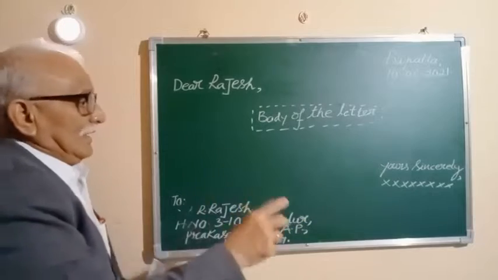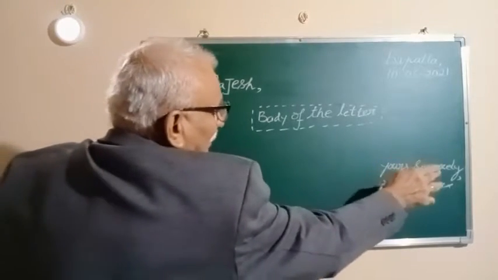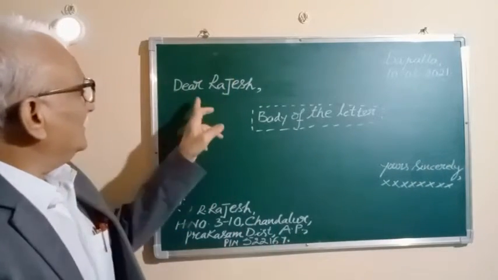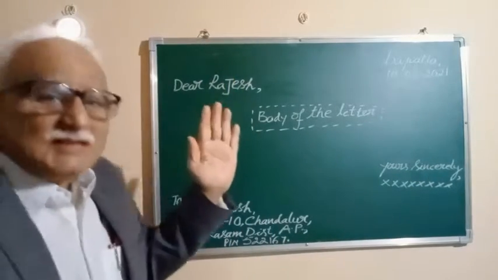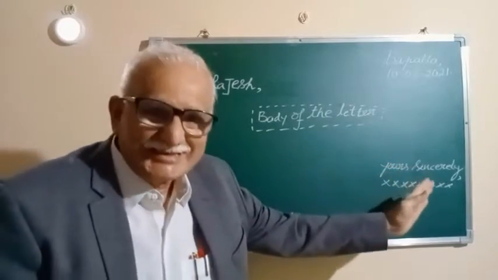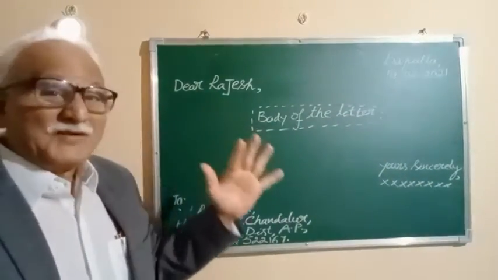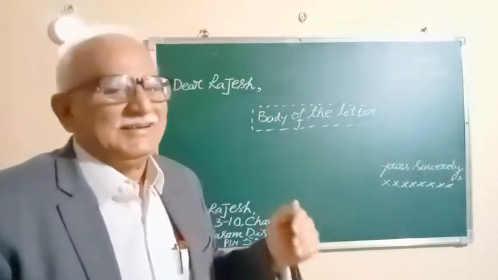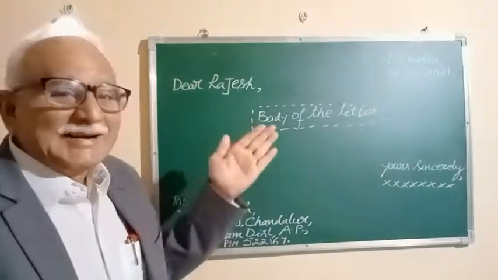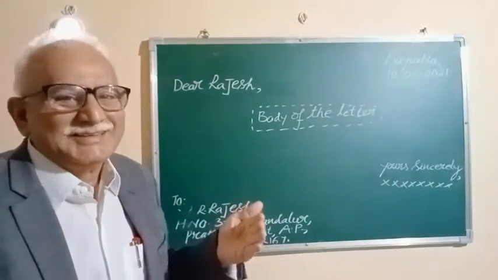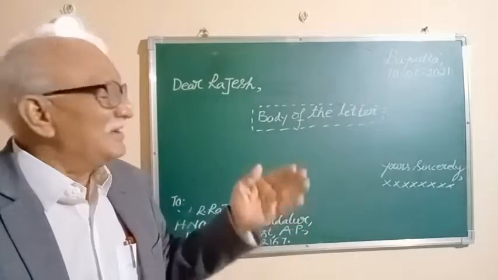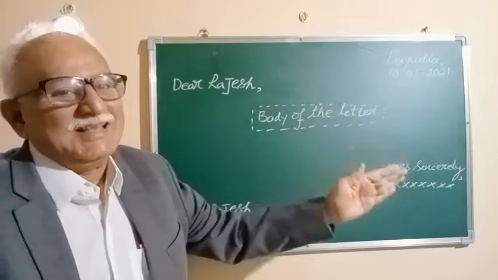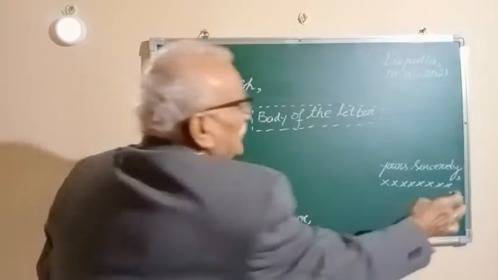Next one, the complimentary closing, we call it. Yours sincerely. For example, if your friend is not that close, you write yours sincerely. If your friend is really close, you write yours lovingly, friend. Now, if you are addressing the letter to your mother, my dear mother, yours lovingly, son. But please remember, you put a comma there.